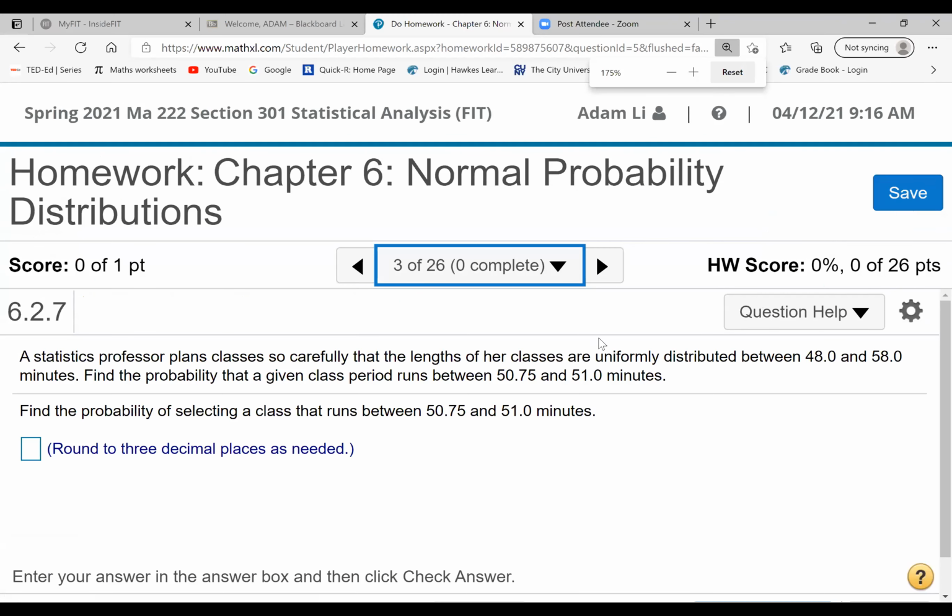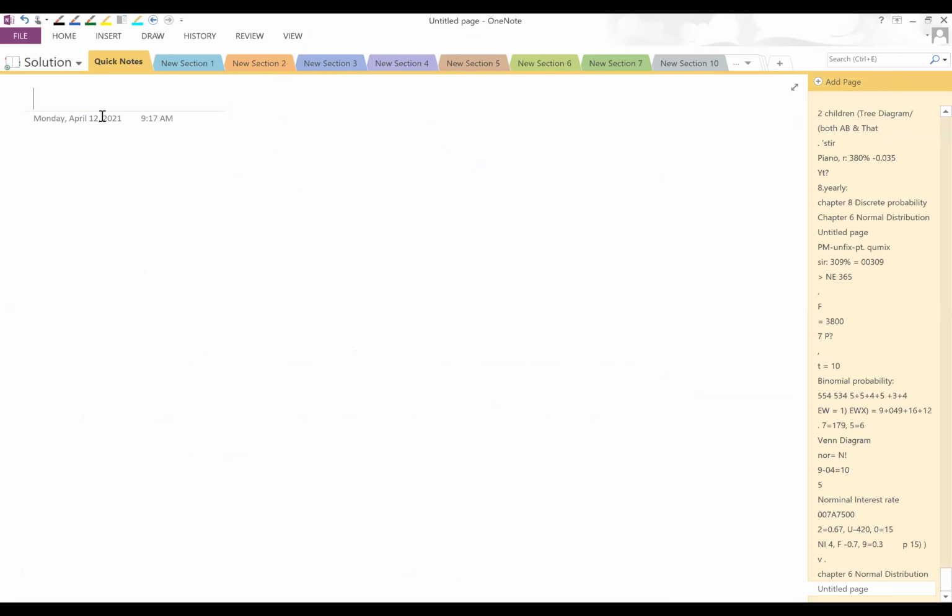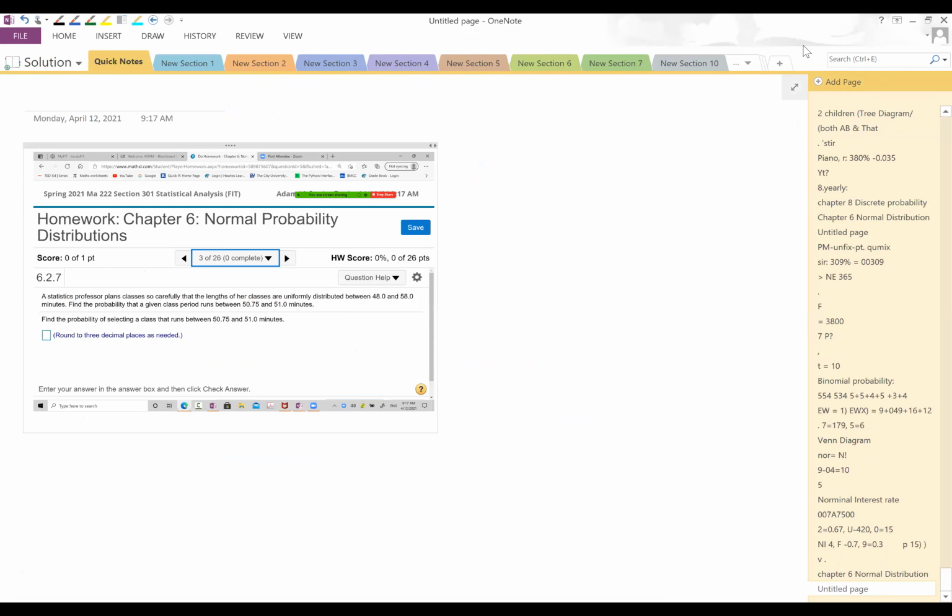A statistics professor plans class so carefully that the length of the class is uniformly distributed between 48 and 58 minutes. Find the probability that a given class period runs between 50.75 minutes and 51 minutes. The keyword, uniformly distributed, is the indication that it's a uniform distribution. Let's take a look at how we apply the uniform distribution here to solve the problem.